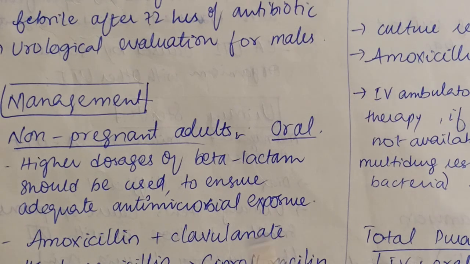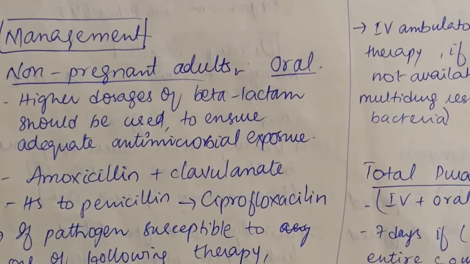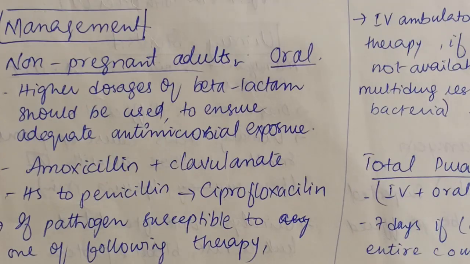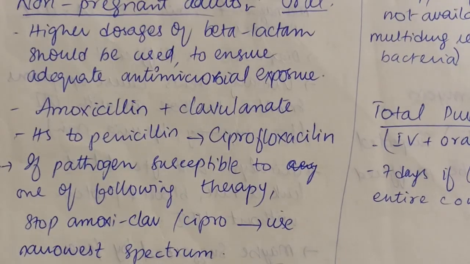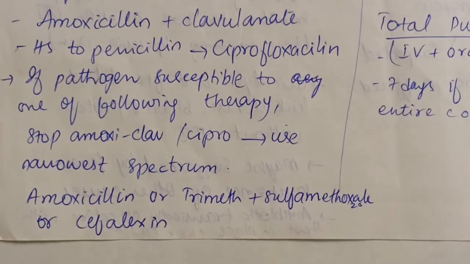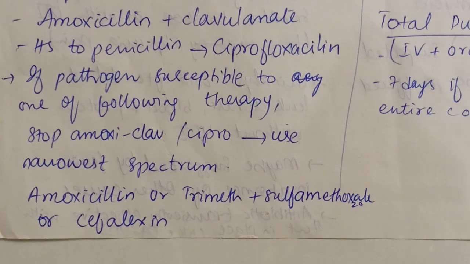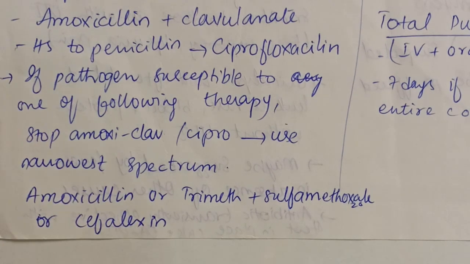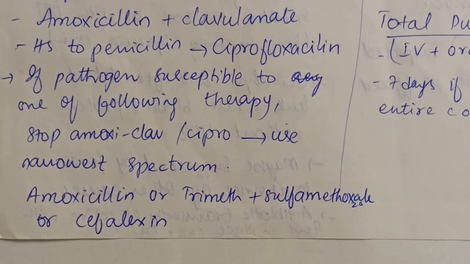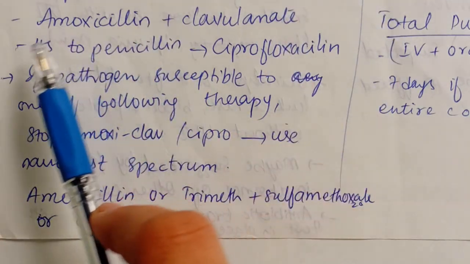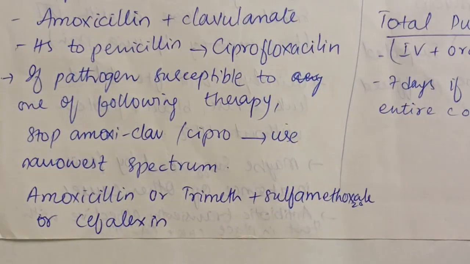And if the pathogen is susceptible to other therapy drugs, we are going to stop the amoxicillin-clavulanate or ciprofloxacin, and we are going to use the narrowest spectrum. For example, we are going to use amoxicillin alone if the patient is susceptible to amoxicillin, or trimethoprim-sulfamethoxazole or cephalexin. If the patient is susceptible to these drugs, we are going to start the therapy with the narrowest spectrum drug after the culture reports. But before the culture, we are going to start the patient with amoxicillin-clavulanate, and if the patient is hypersensitive to penicillin, we are going to administer ciprofloxacin.